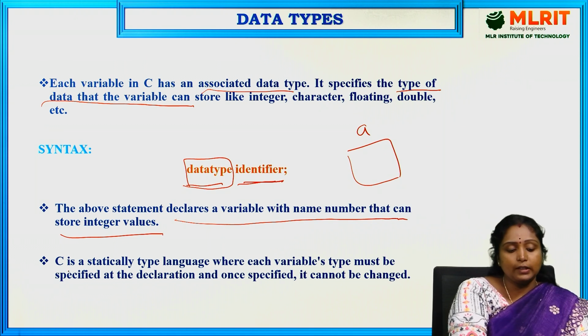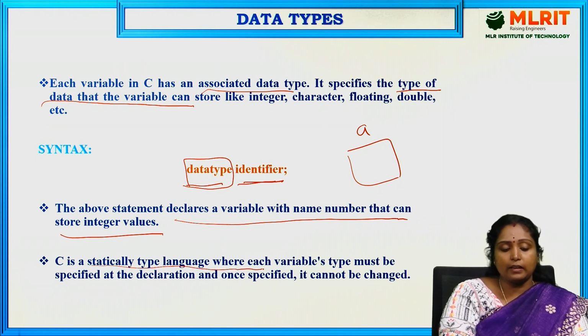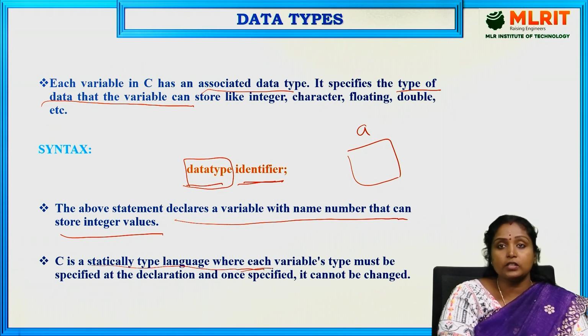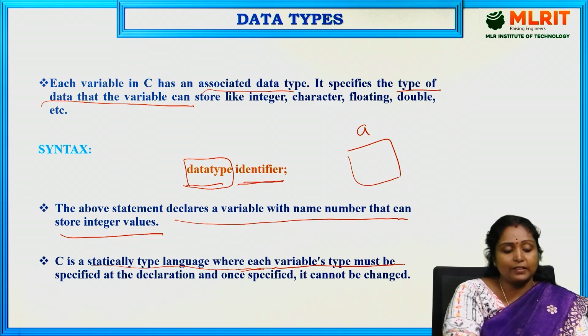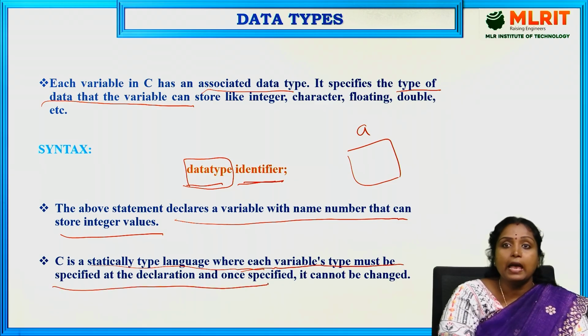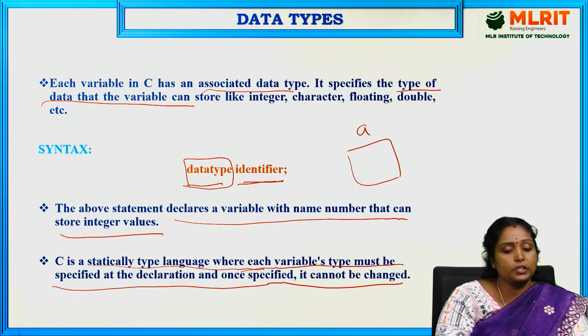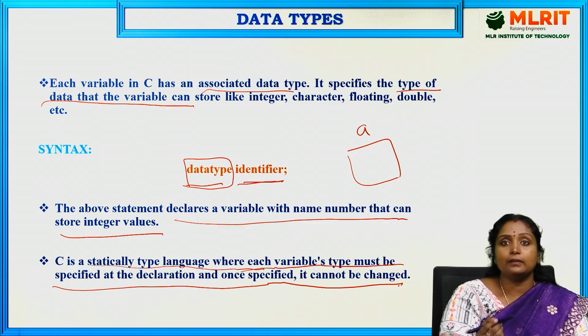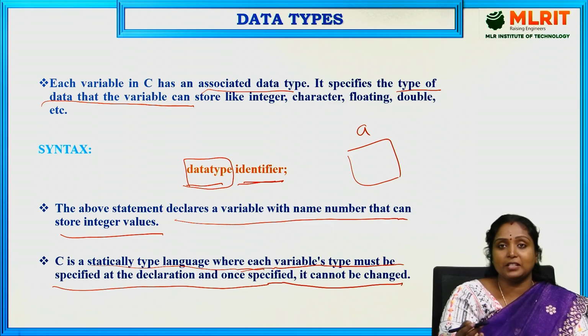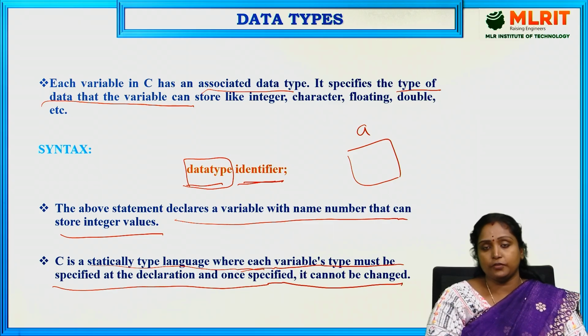C is a statically typed language where each variable's type must be specified at the declaration, and once specified it cannot be changed. If you specify a data type for a particular identifier, that cannot be changed further.